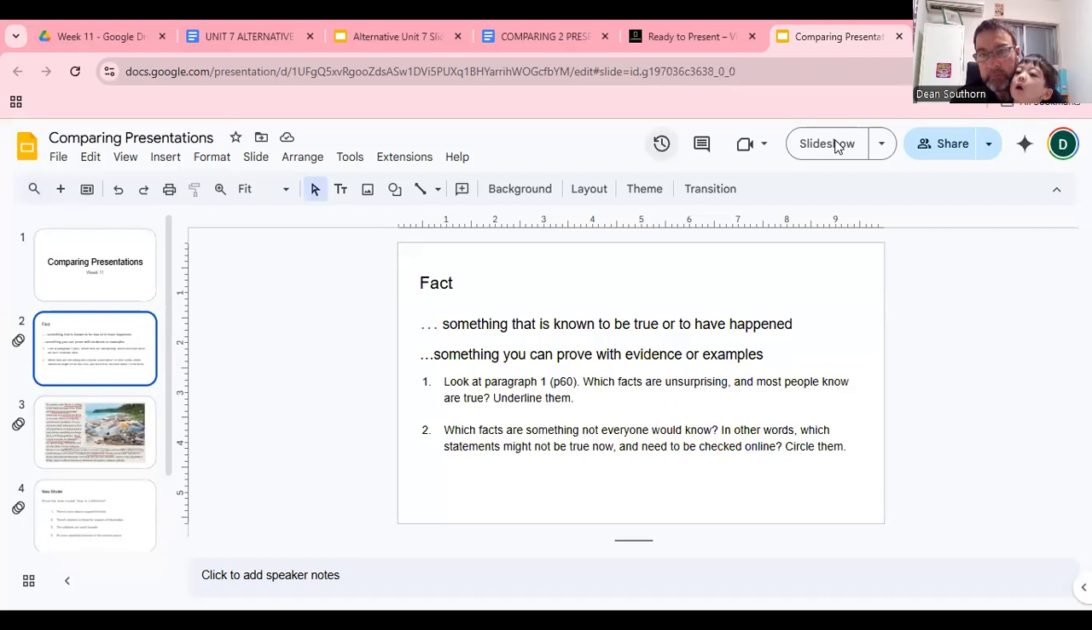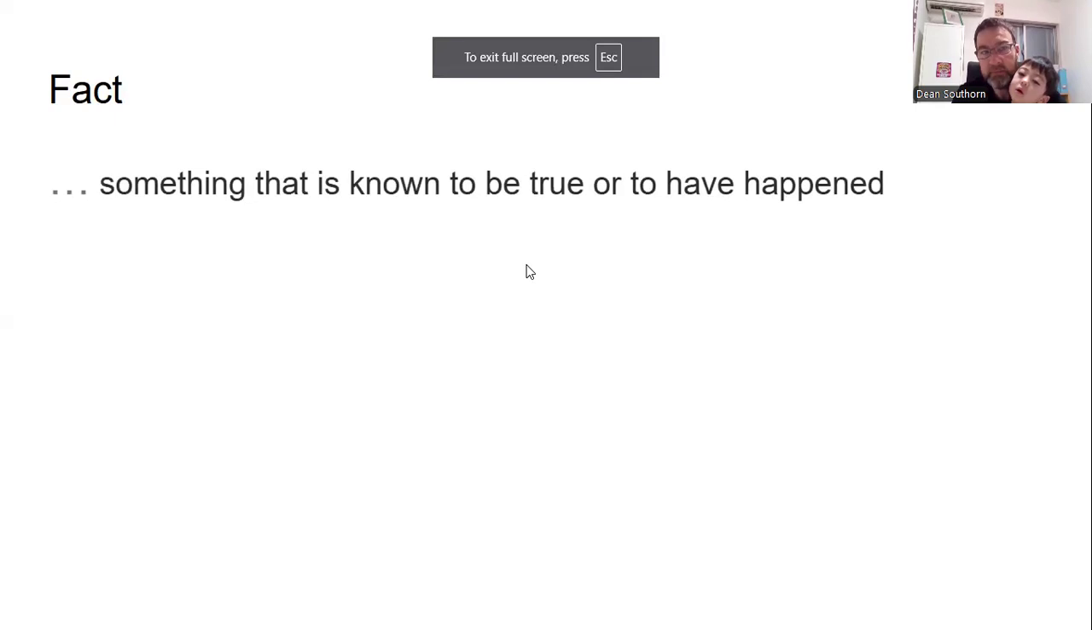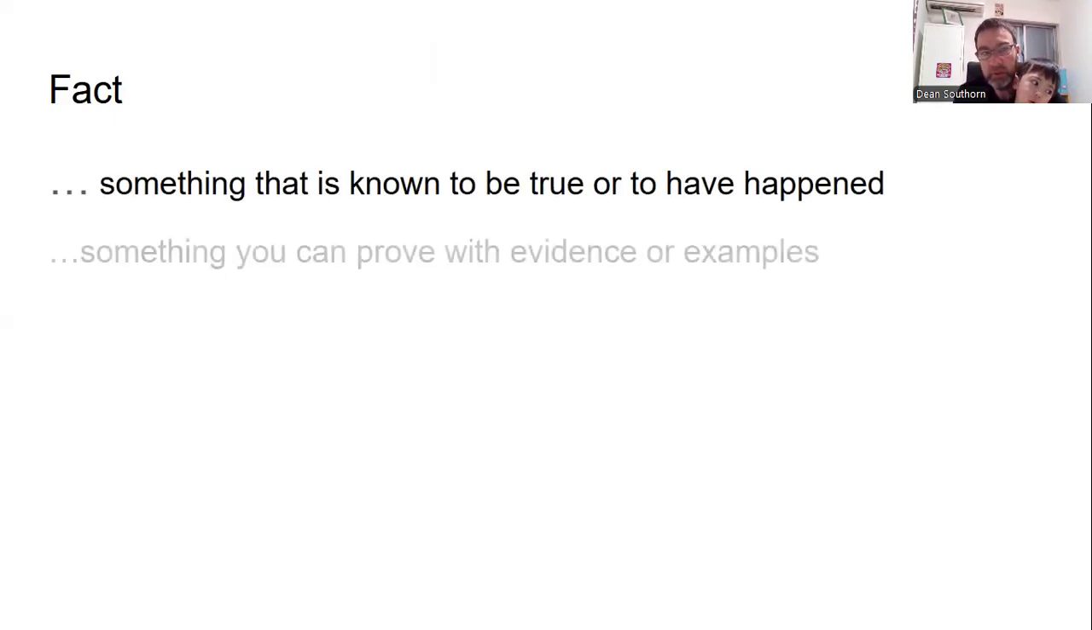So, for example, a fact is something that is known to be true or to have happened. And this is a traditional fact, not an alternative fact that Donald Trump made so popular. Alternative facts. We are looking at academic facts. So facts, something you can prove with evidence or examples.